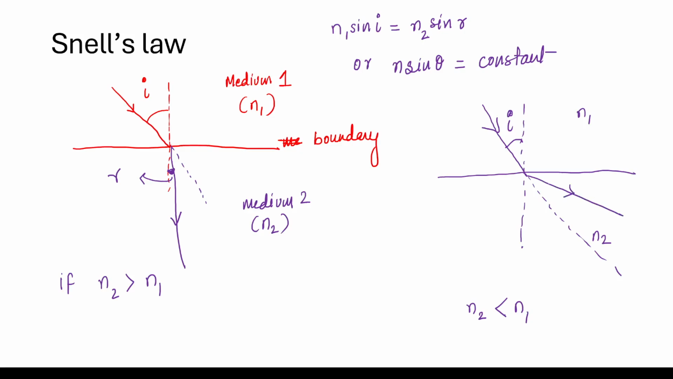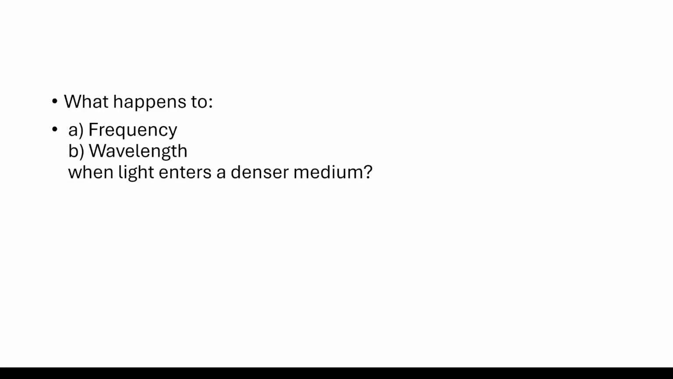Can you see my angle of refraction now is higher than i? But still this equation is valid because this is Snell's law. It does not matter whether n1 is higher or n2 is higher. n1 sine i will always be n2 sine r. Okay, let's do one simple question. Go ahead, pause and try to answer.